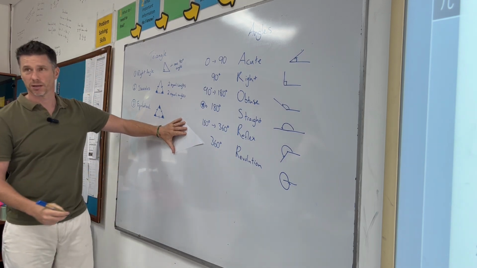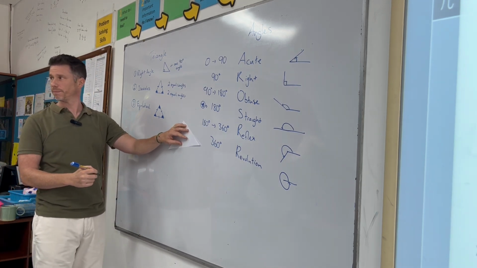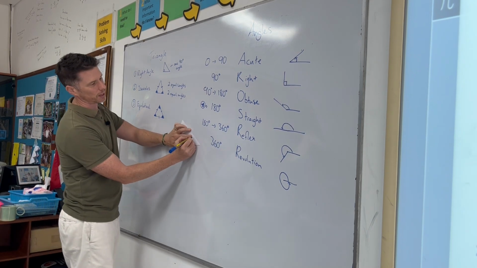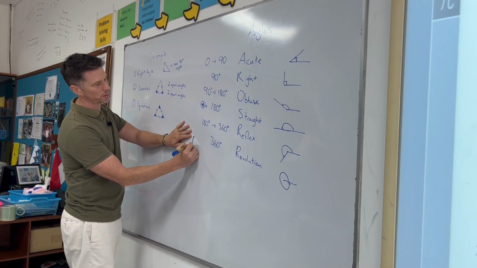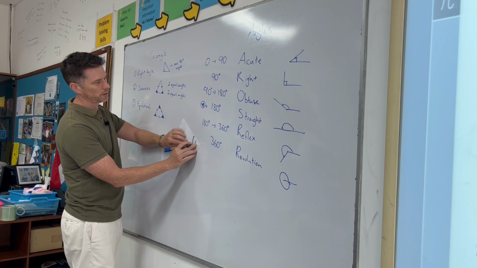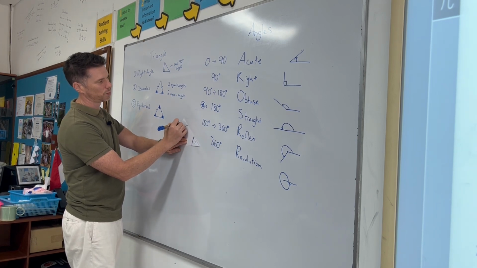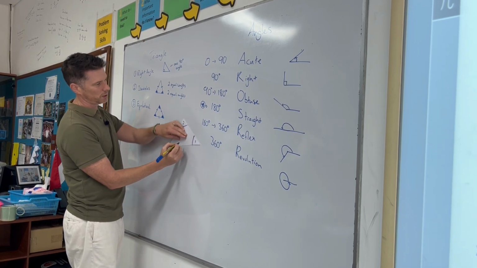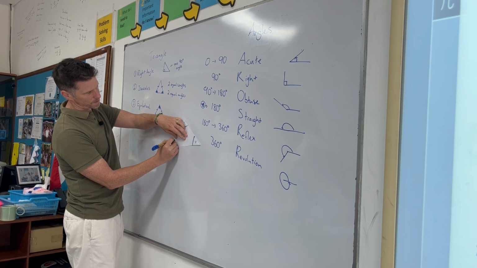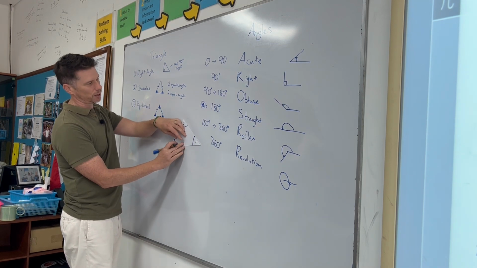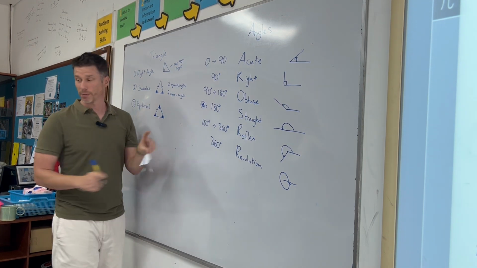Can we all see this? Yeah, I'm going to do an experiment. Let's just mark the angles. So there's one, number 1. This one is number 2, and this angle is number 3. Okay, what I'm going to do with those angles is I'm going to cut them out.